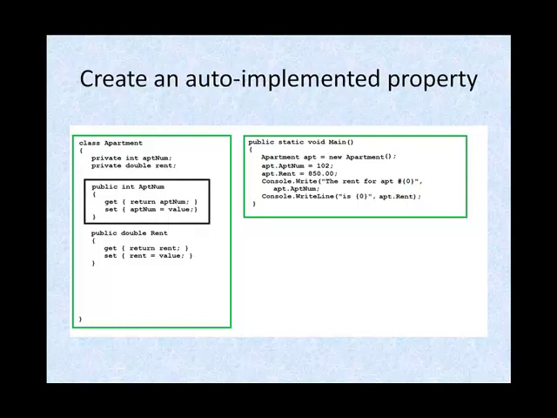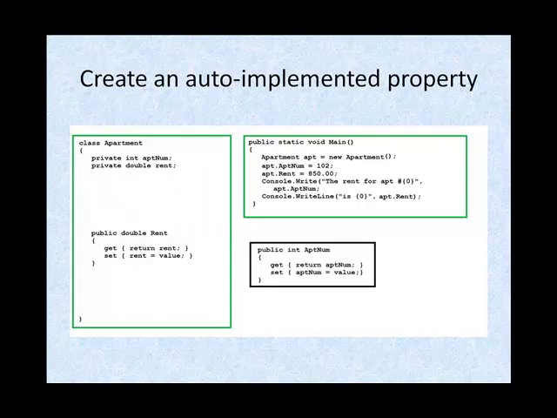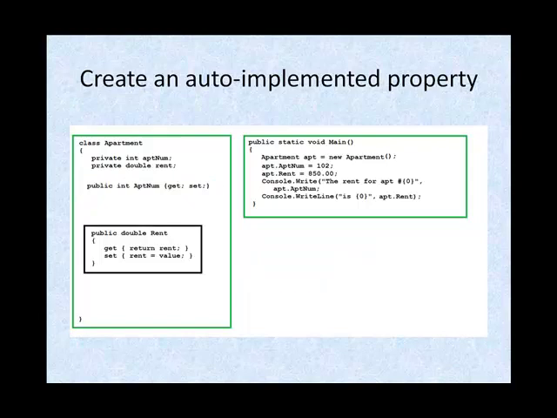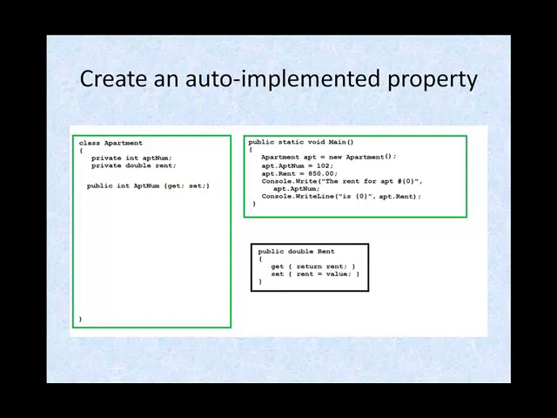In C# you can also create an auto-implemented property. Instead of repeating the syntax of returning and assigning a value in get and set accessors, C# allows a shortcut. You can just say public int ApartmentNumber, the name of the property, and between curly braces, get and set. With rent, you can do the same thing, public double Rent, and between curly braces, get and set. These properties work the same way as the longer versions did. It's just the convenience of simpler syntax.